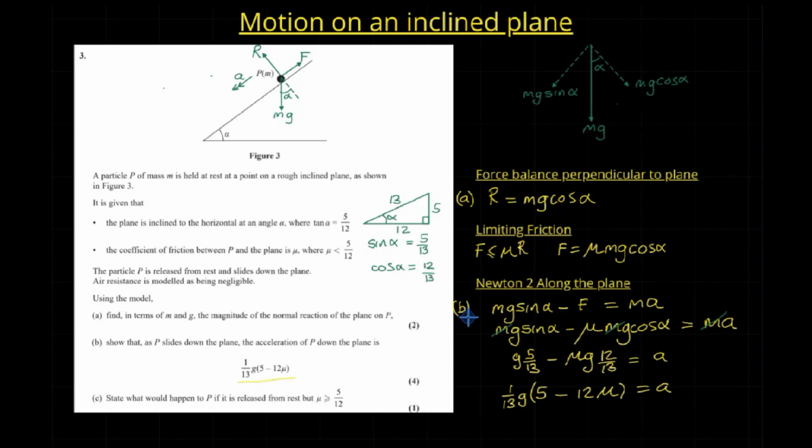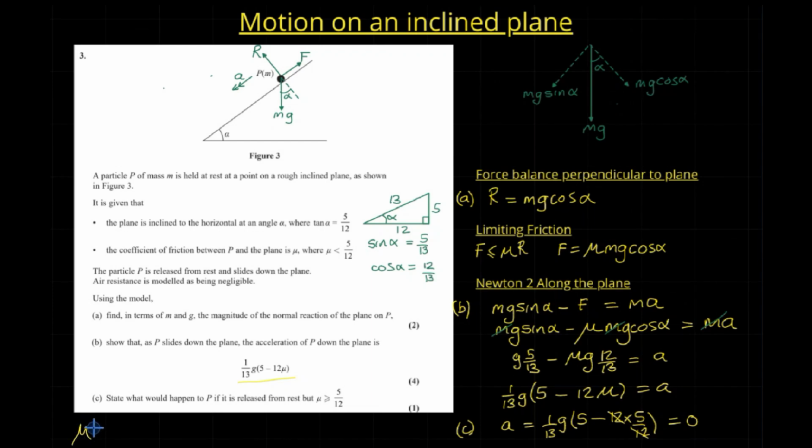Part C now asks us to state what would happen to the particle if it is released from rest, but mu is now greater than 5 over 12. To answer that part of the question, we'll just consider mu equals 5 over 12, and let's see what happens to the acceleration. The acceleration is going to be equal to 1 over 13 g times 5 minus 12 times 5 over 12. The 12s cancel, and 5 minus 5 is 0, so the acceleration is 0. So for part C, we can see that the particle will remain at rest.